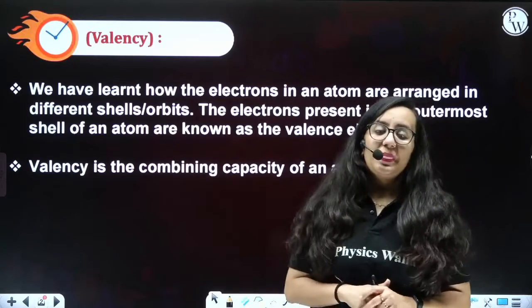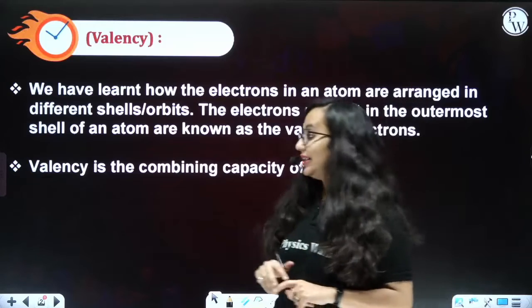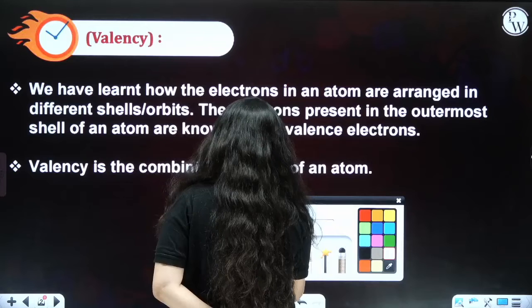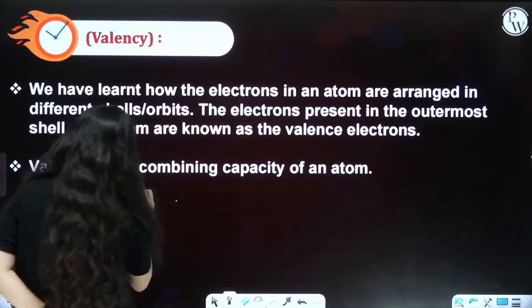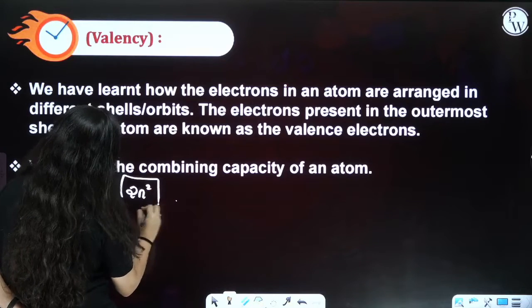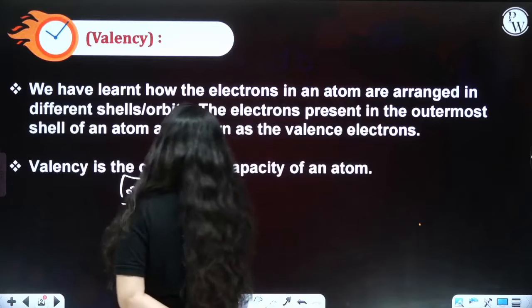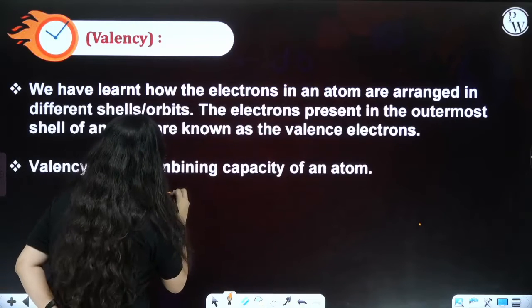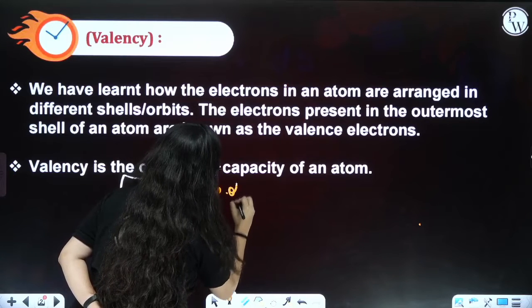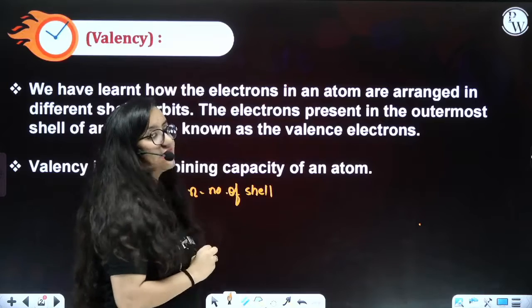Niels Bohr. Yes, Niels Bohr was a scientist. He gave his atomic model, and he also talked about a rule. And which is that rule? That rule is 2n square. Yes or no? Yes, ma'am. 2n square is the rule where what is n? n is the number of shell, which shell it is placed in.